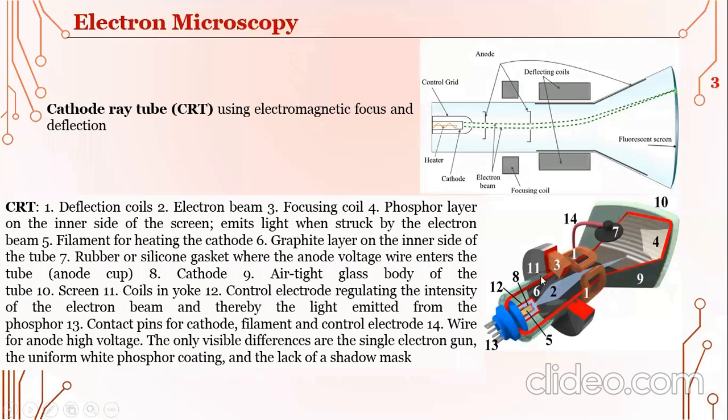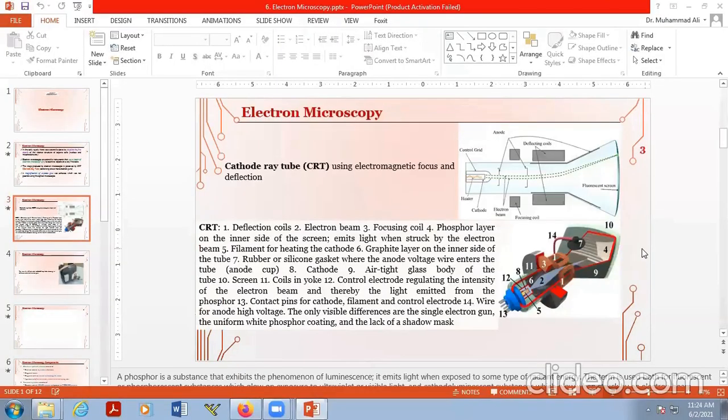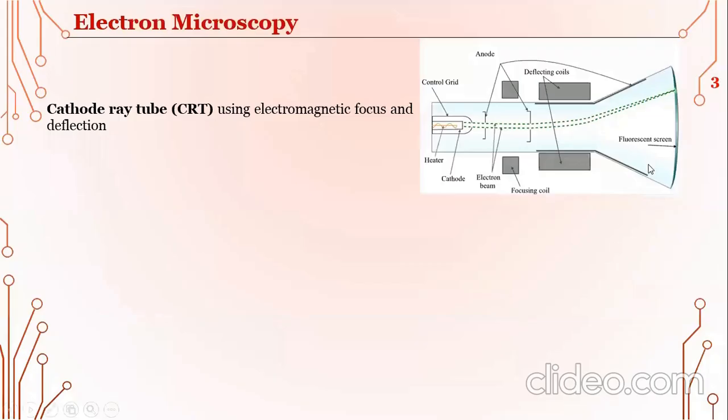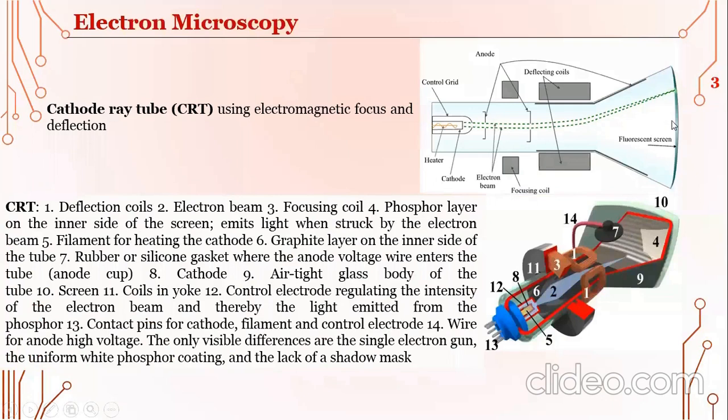And the same is the phosphor layer on the inner side of the screen. It's a substance that exhibits the phenomenon of luminescence. It emits light when exposed to some type of radiant energy. So this phosphor layer on the inner side of the screen will emit light when struck by the electron beam. The screen will emit light.